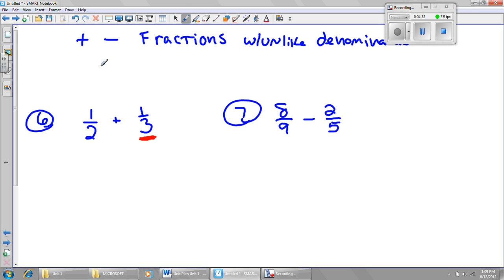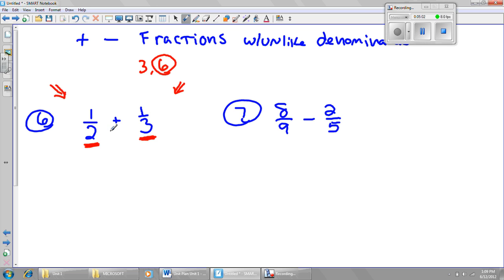And I'm going to stop when I get a number that the 2 goes into evenly. So I'm going to go 3, 6, stop! There it is. 6 is my least common denominator. I'm going to change both of these fractions so that they have a denominator of 6. And once they both have a denominator of 6, I'll be able to add them or subtract them just like I did on the front page.